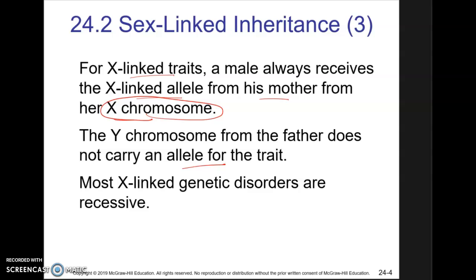Most X-linked genetic disorders are recessive, right? So here, females must receive two faulty recessive alleles to have the disease, one from each parent. Keep that in mind. Whereas the males, if they have a faulty one, here's the recessive one, with a lowercase b, they will have the disease because they don't have the homologous X. Are you understanding what I'm saying?